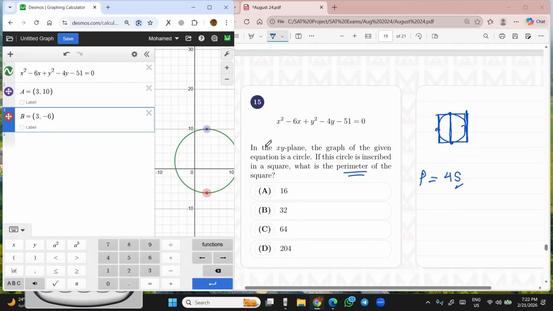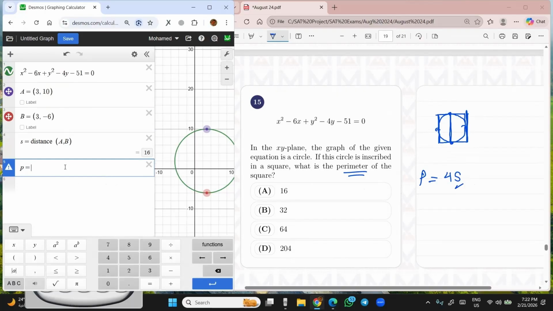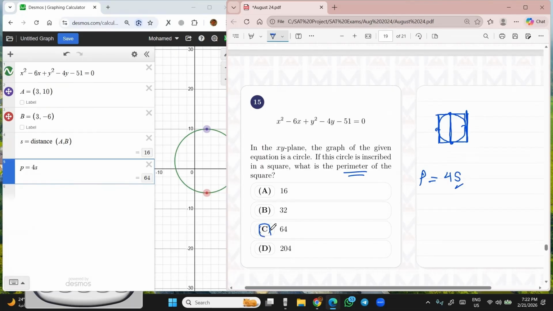If we want to get the length between A and B, we get the distance between them. The distance could be written as, let's say, the side length S. So S is equal to the distance. Just write distance, D-I-S-T-A-N-C-E. Once you finish writing distance, you see that the word is written correctly. Then open the parentheses and write A, comma, B, which means the distance between A and B. It's 16, so S is equal to 16. How can we get P? Just write P here. P is equal to 4S, and then the answer is 64. So just choose 64 to answer the question.